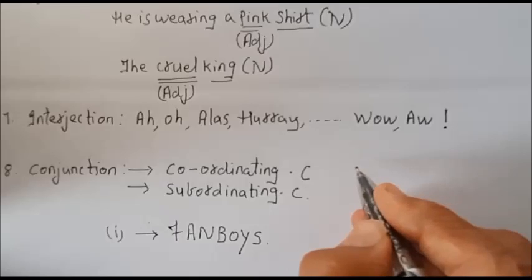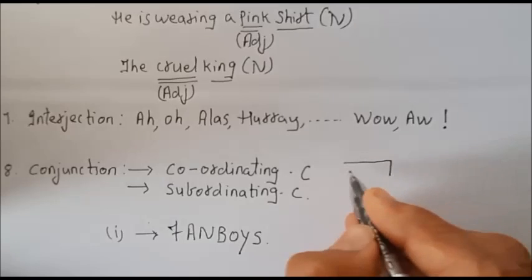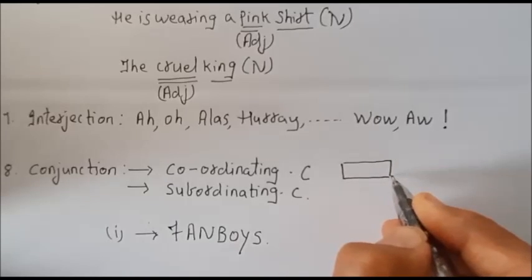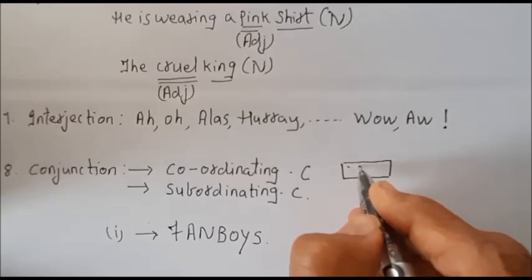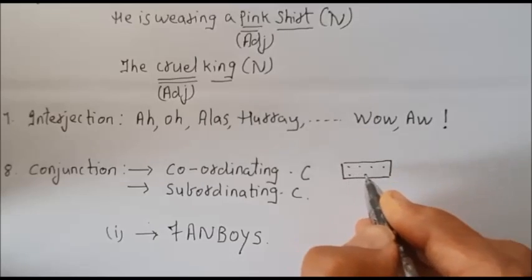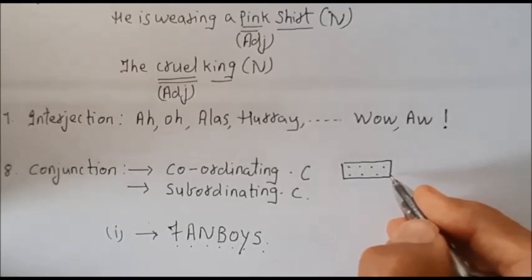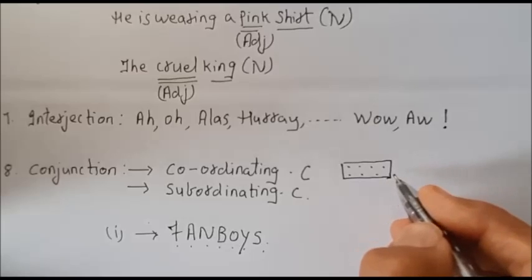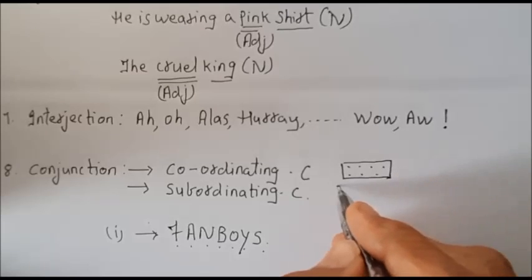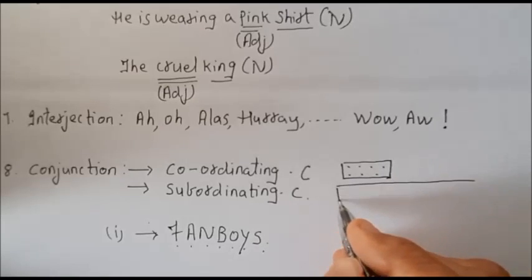Now this coordinating conjunction is a very small box which you can just gulp down very easily. 1, 2, 3, 4, 5, 6, 7. Right? Very few. It will go down very easily. Yes, this other one is a very big box.